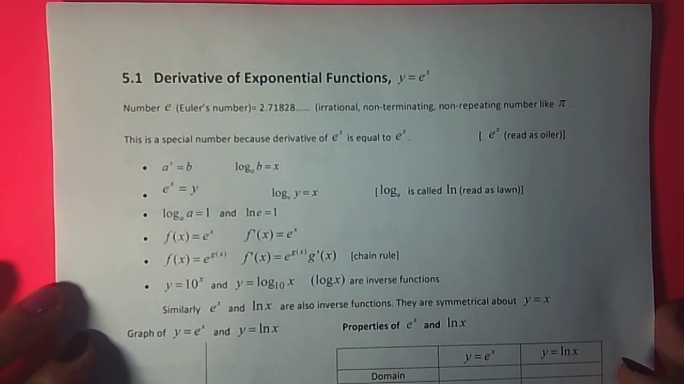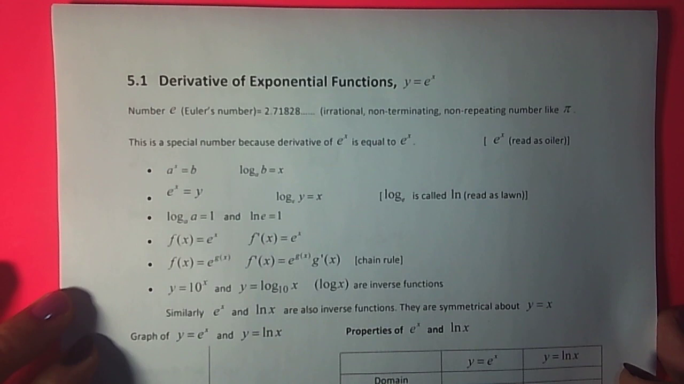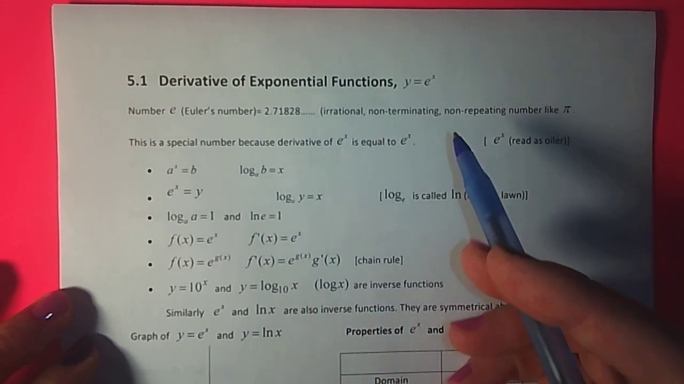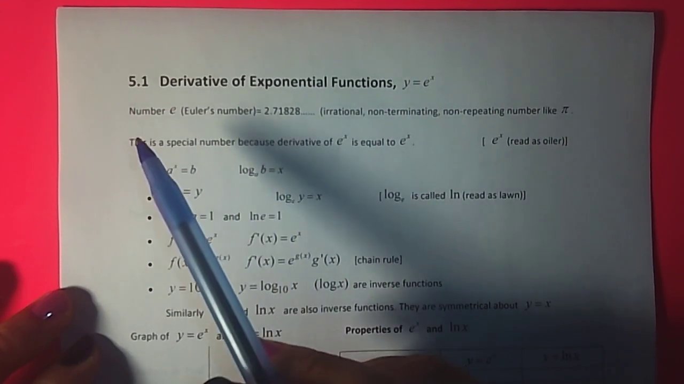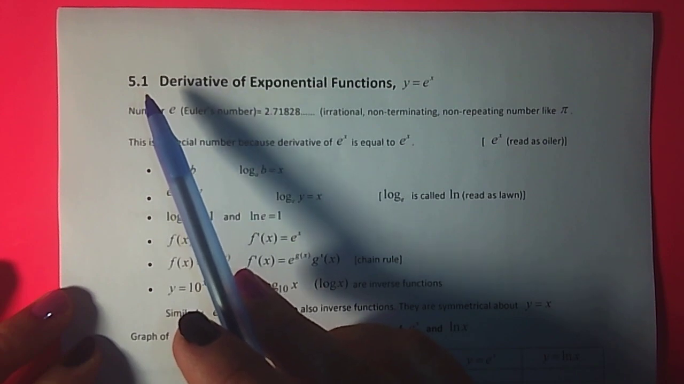Hello everyone. Today we are going to look at the derivative of exponential functions, y equals e to the power of x. This is 5.1 in your textbook.